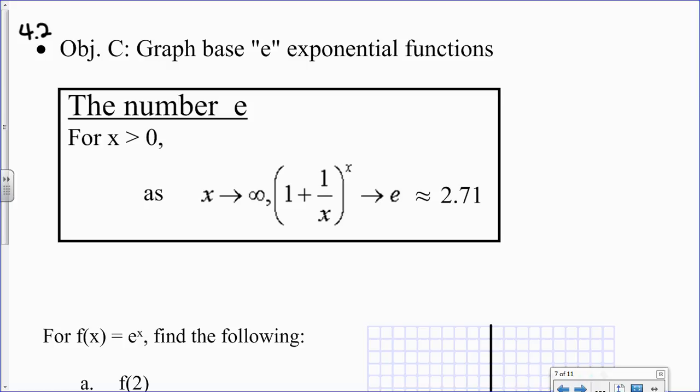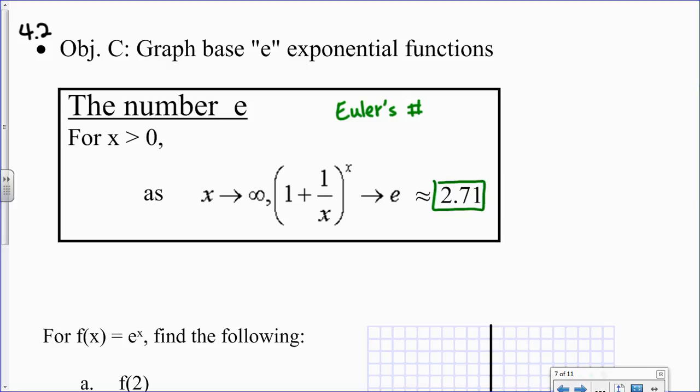So e is Euler's number. That's why it's an e. It is a number. It is like pi. It's irrational, so you have to represent it with a symbol or round it. So this is the approximation for e, 2.71.